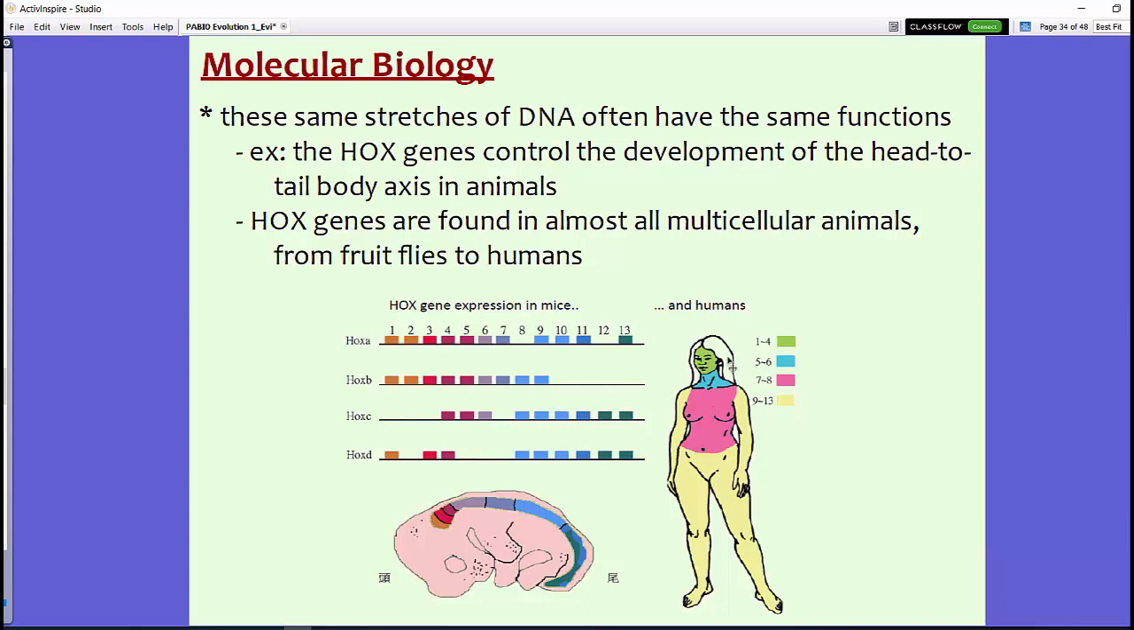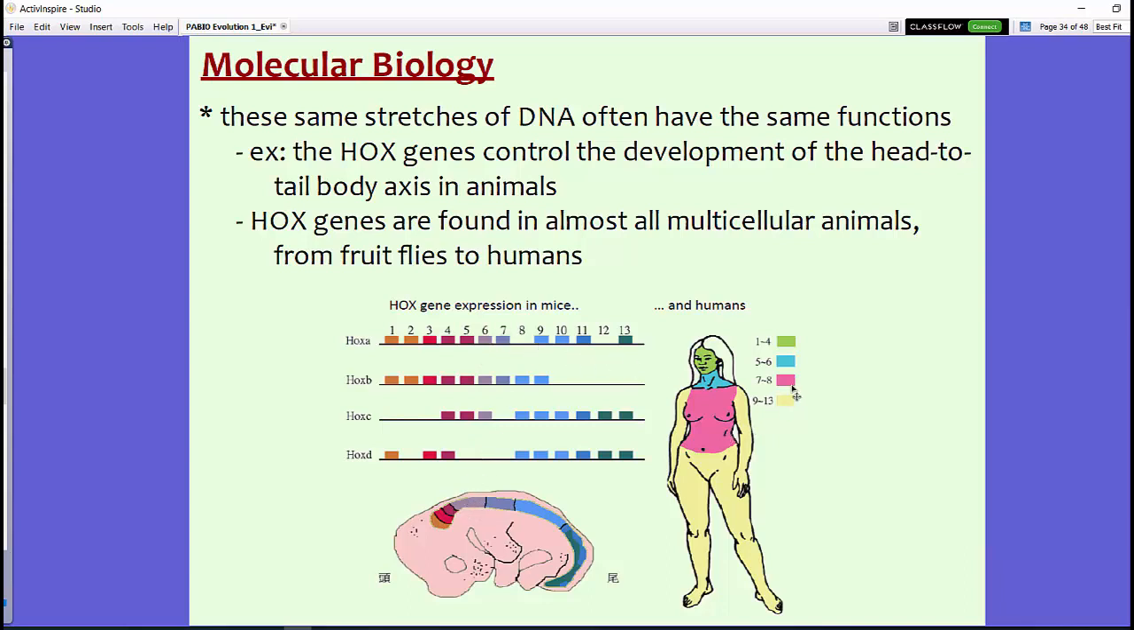Now, if you take a look, we see some of the differences in our body type and structure. So we have Hox genes numbers 1 through 4 take care of the head in humans. Now they're different colors, so we can't compare them exactly. But if you notice, 1 through 4 in the mouse also takes care of the head. Now 5 through 6 here takes care of the neck. 5 through 6 here also takes care of the neck region in the mouse. And so on and so forth.